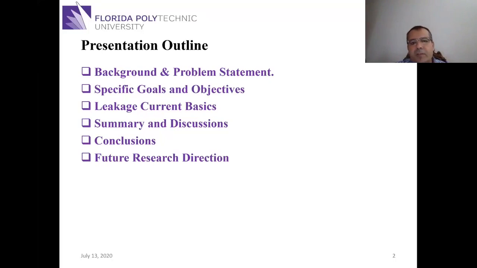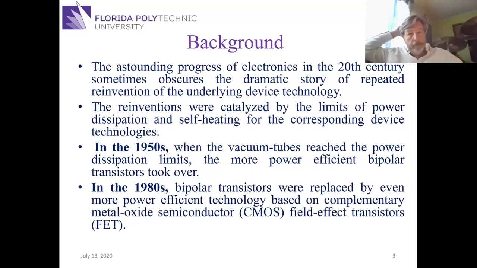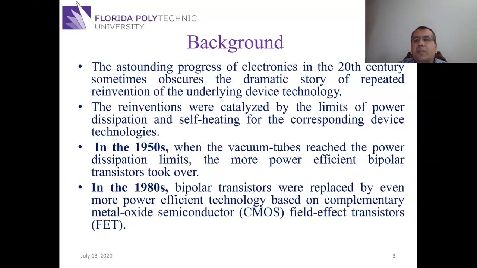If you go back a little bit, to the 1950s, you will see they started with the vacuum tube. After this, they went to the bipolar junction transistor. After the bipolar junction transistor, we completely moved to CMOS, complementary metal oxide semiconductor, and the field effect transistor. If you track the history of this manufacturing, we see the astounding progress of electronics in the 20th century. It is sometimes a dramatic story of repeated reinvention of the underlying device technologies. The reinvention now reaches the limits of power dissipation and self-heating for the corresponding devices.